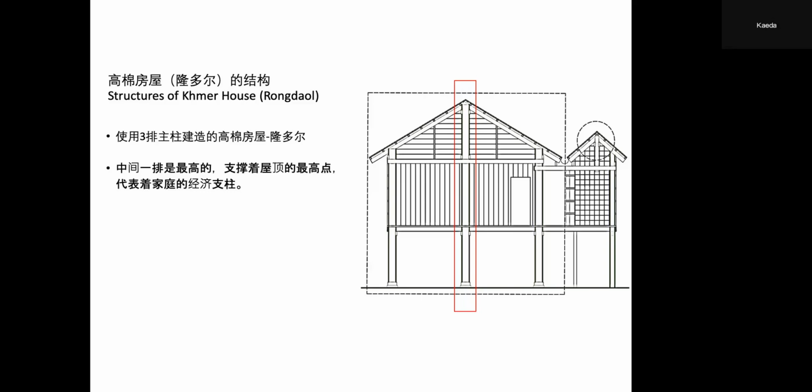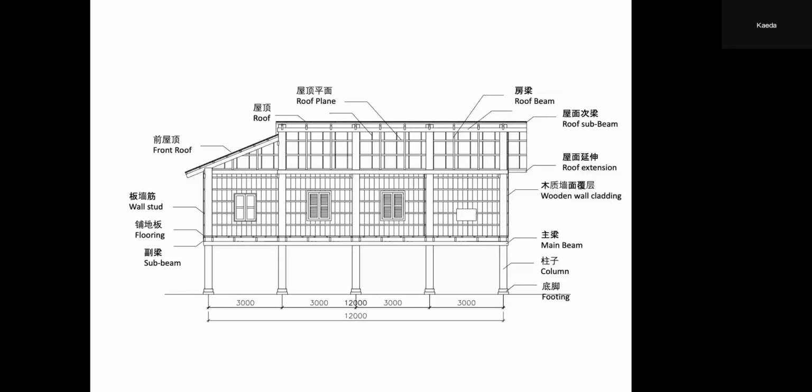This picture is looking at the bottom: main beam, sub beam, flooring, wall up, and then the roof structures. So the house structure with wood is very complicated.